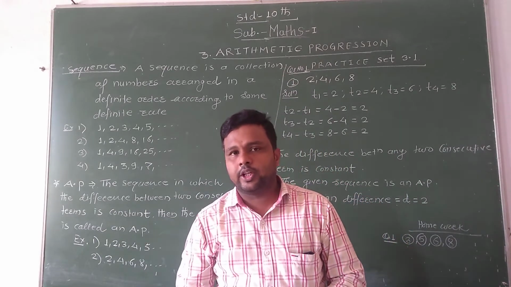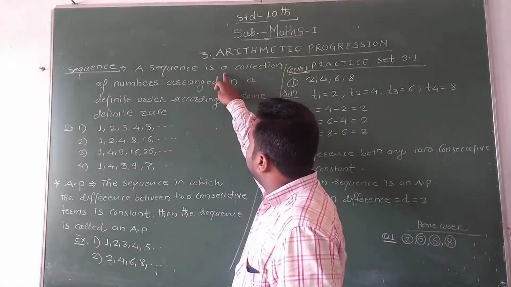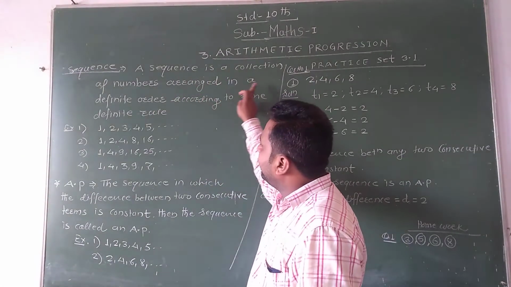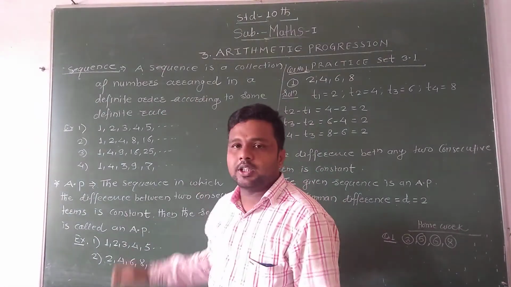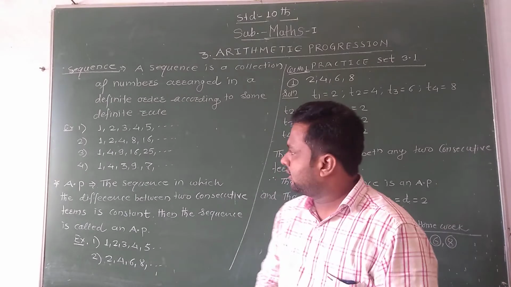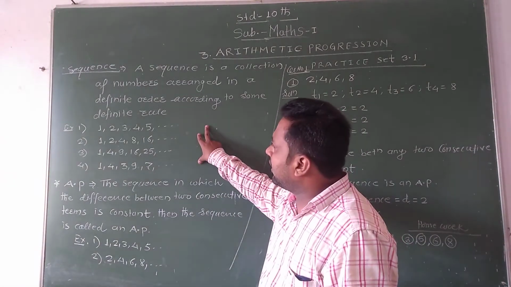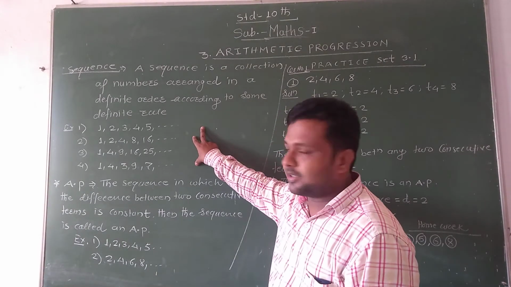First we see the definition of sequence. Now what is the sequence? A sequence is a collection of numbers arranged in a definite order according to some definite rule. This is the definition for the sequence. Now here I write some examples. From these examples we understand which are a sequence and which are not.